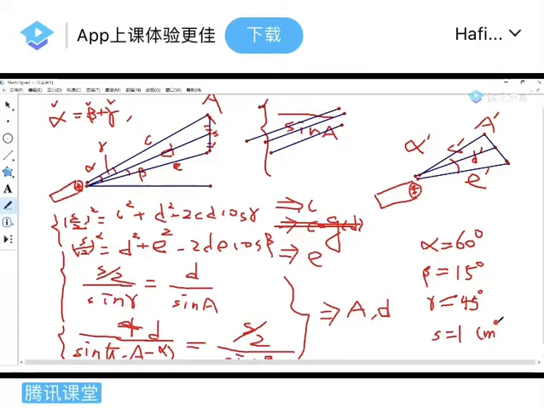This is 1 meter. Probably you won't find a second person who teaches you how to do this with this approach. Based on mathematics, it will be very accurate. So this is a good approach.